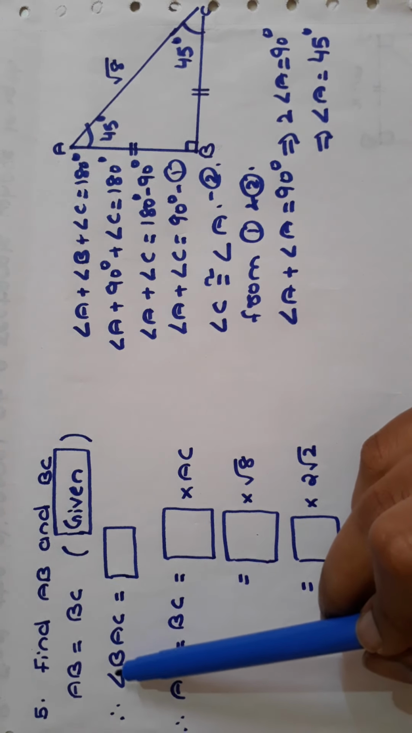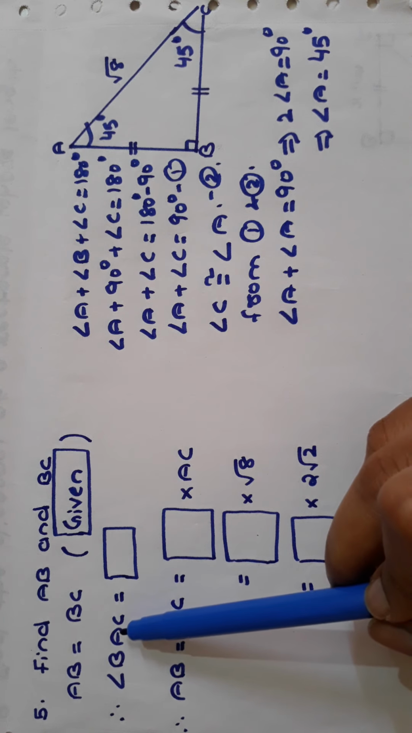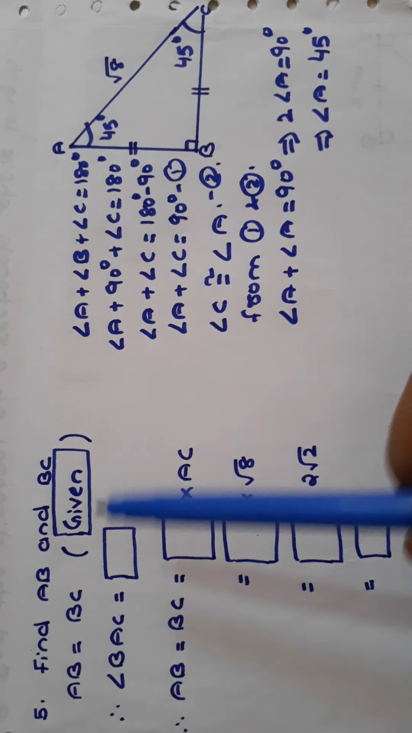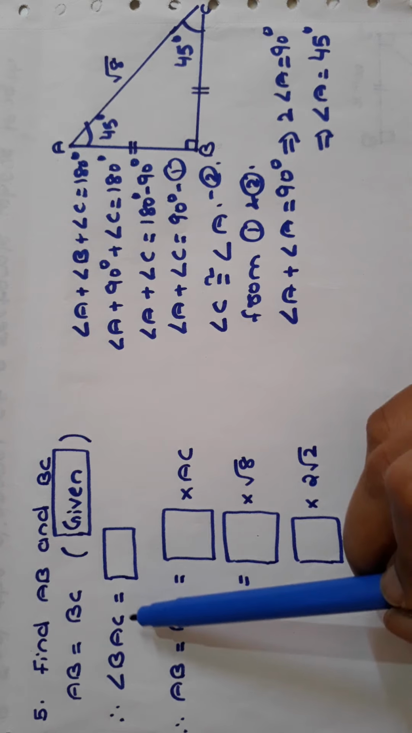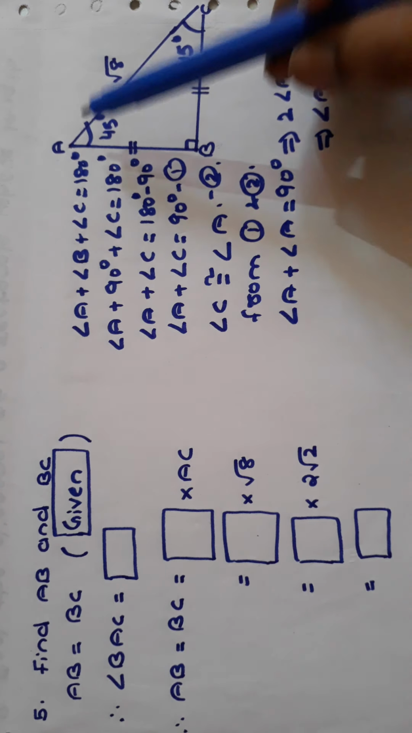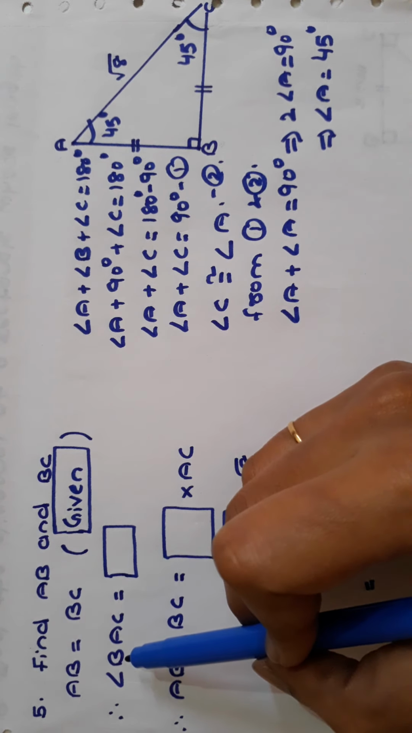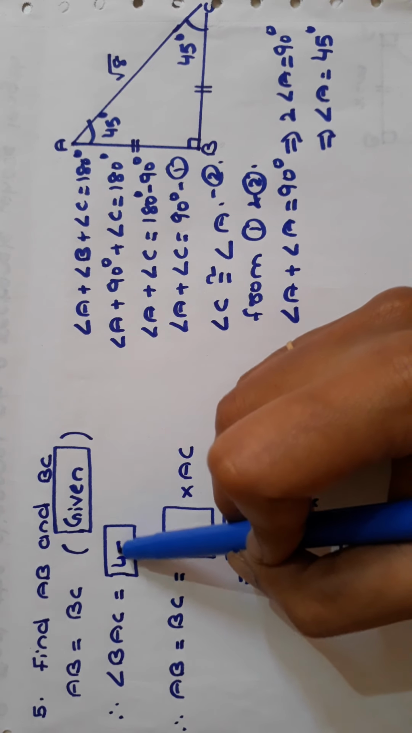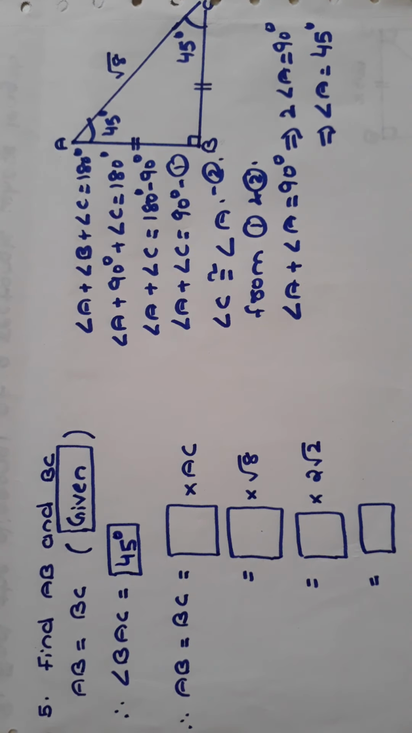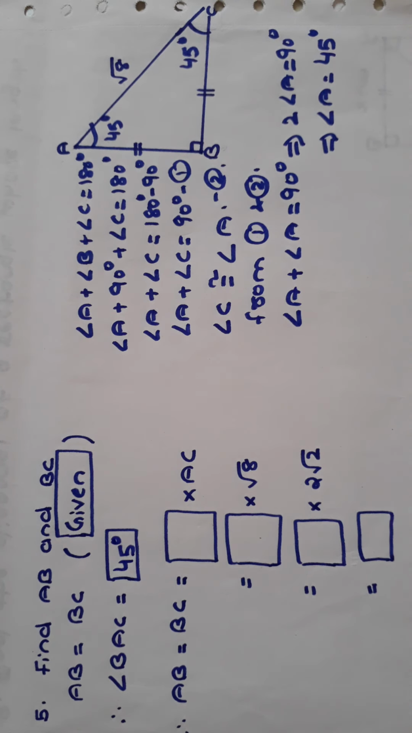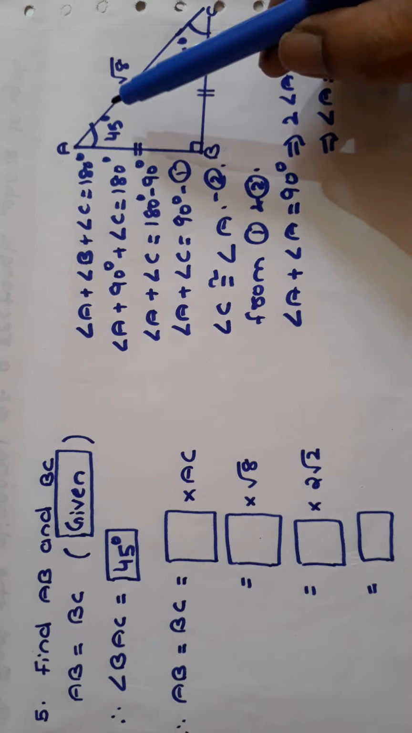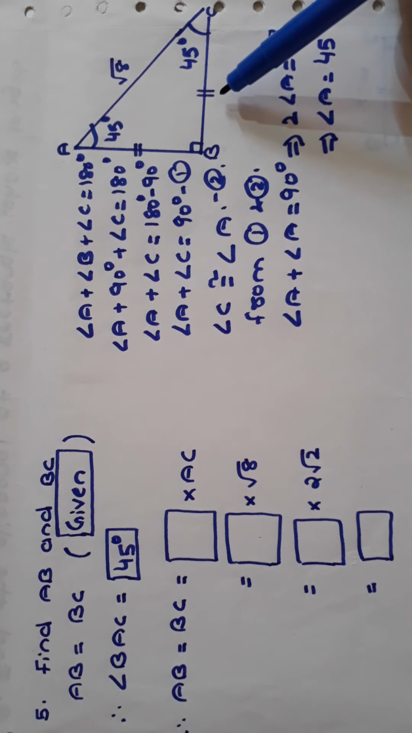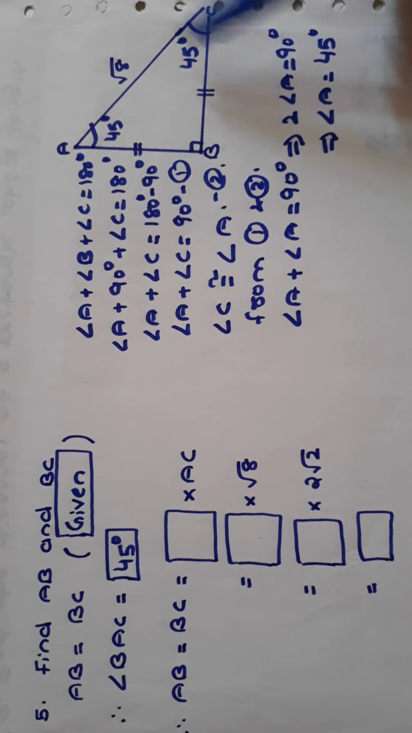So this means angle BAC. Now angle BAC is a three letter notation we use to denote angle A. So that means angle BAC is 45 degree. So that means triangle ABC is a 45, 45, 90 triangle, and therefore by the theorem of 45, 45, 90 triangle, the side opposite to 45 degree is 1 by root 2 times the hypotenuse.